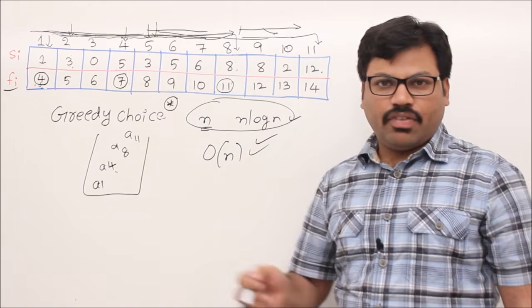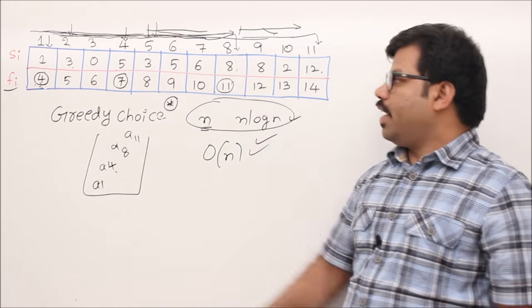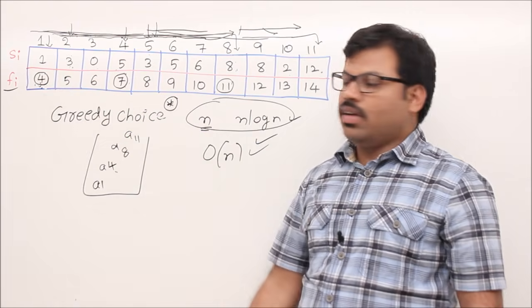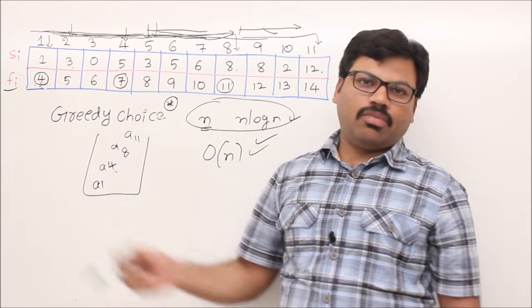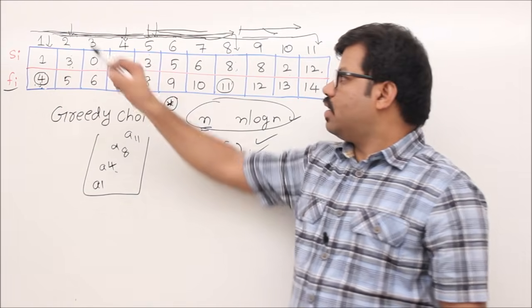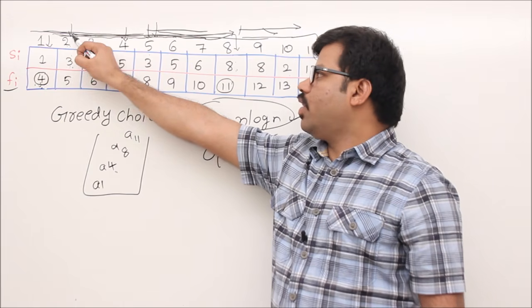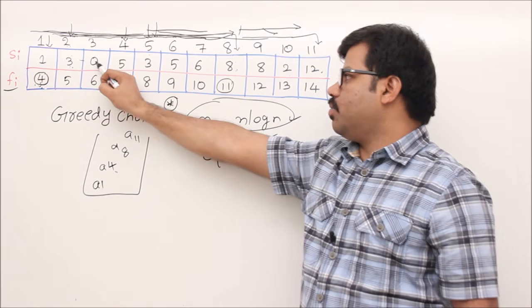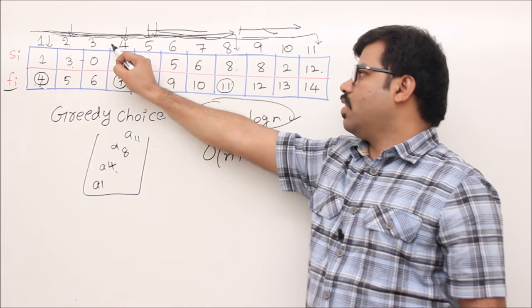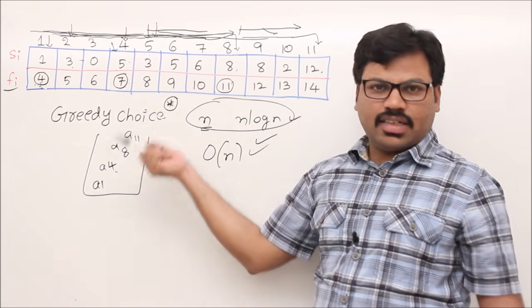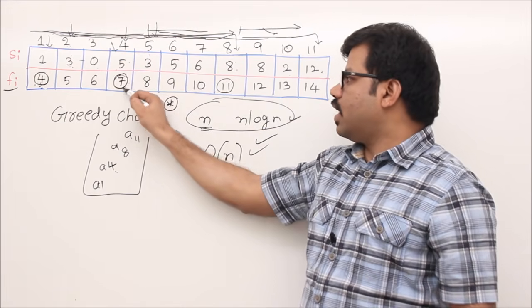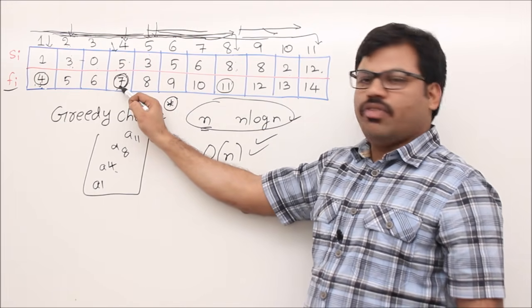Okay, now let me revise the solution. Take the first activity A1 and fetch the finishing time 4. This time starting from the second activity, search for the value 4 in the start times. We stop here, see. So we are just searching the array, that's it. Now immediately fetch the finishing time of that activity, which is 7.